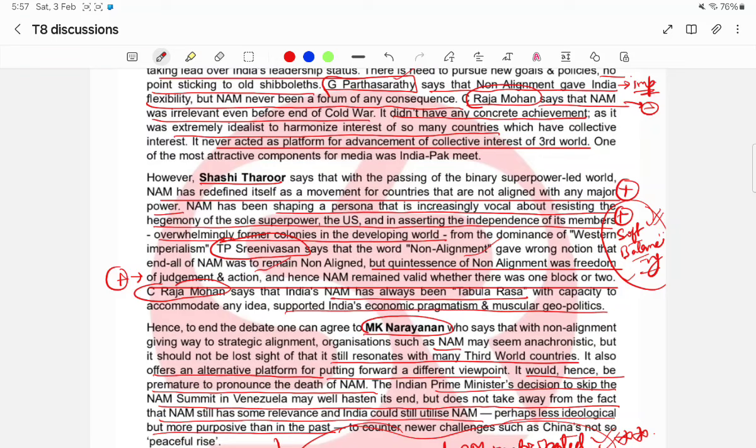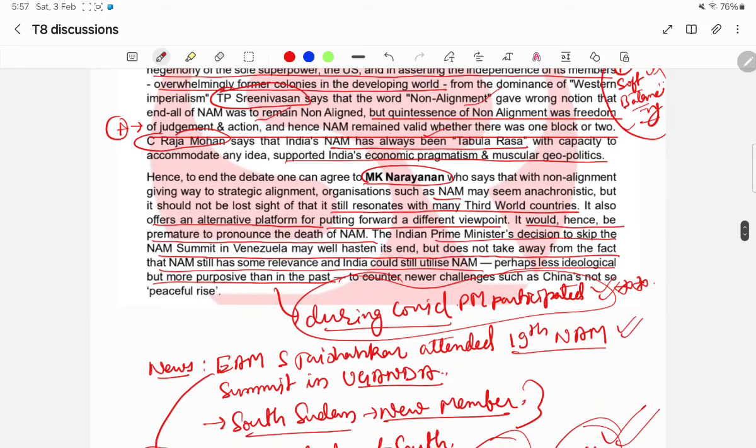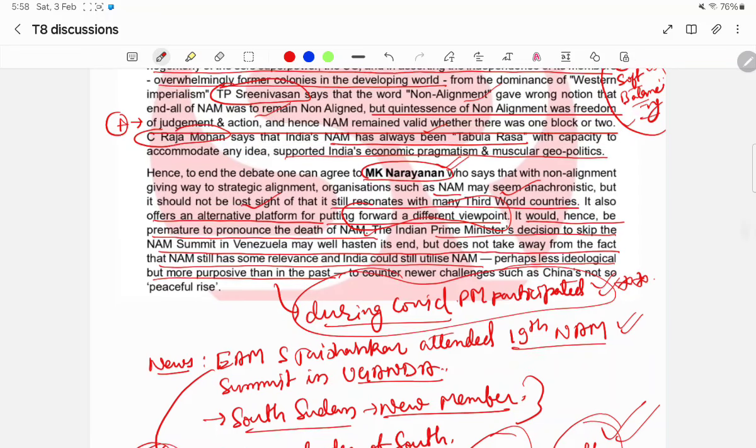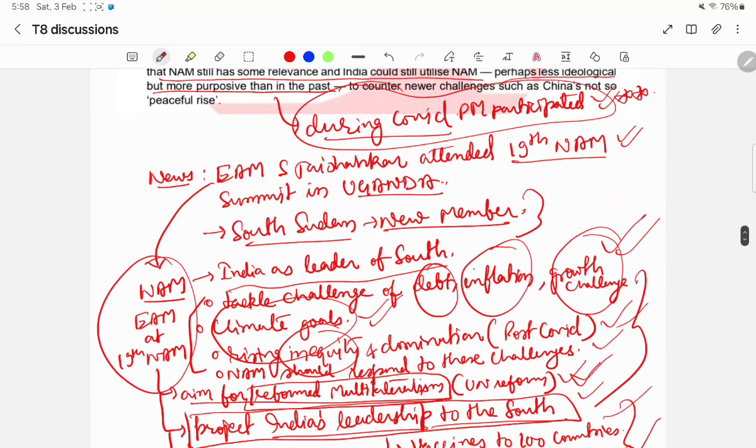Okay. C. Raja Mohan says that NAM has always been tabula rasa. Okay. These are the lines you can use. And in conclusion, you can talk about M.K. Narayanan. Okay. That NAM still resonates with many third world countries, and it offers an alternative platform for putting forward different viewpoints. Okay. It would hence be premature to pronounce the death of NAM. Okay. So you can mention these things.